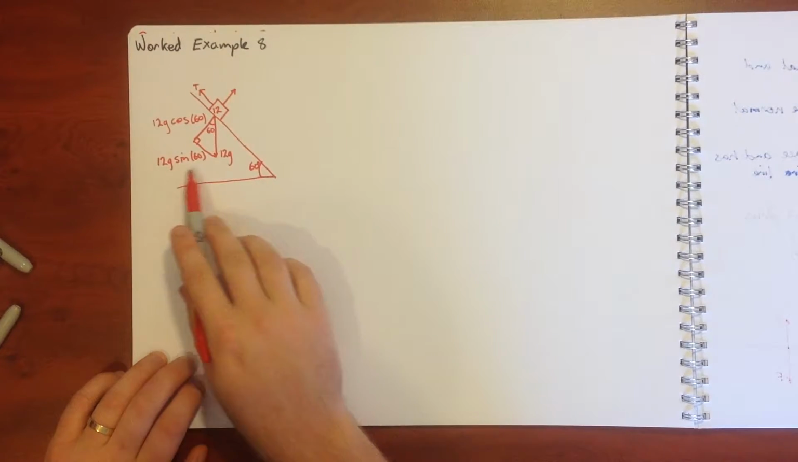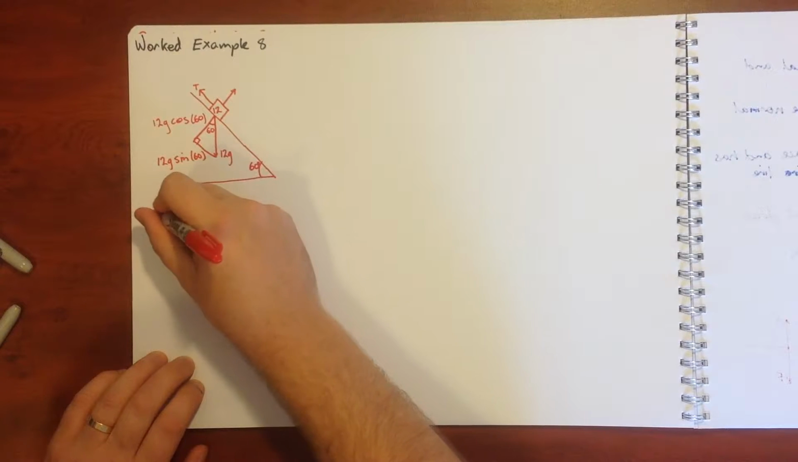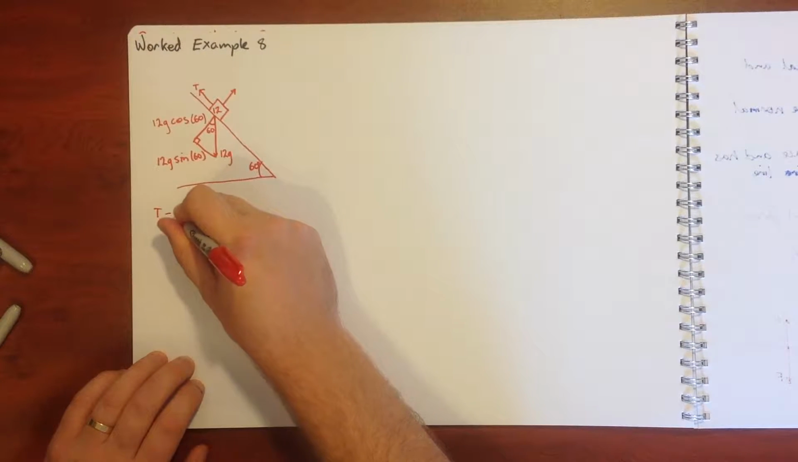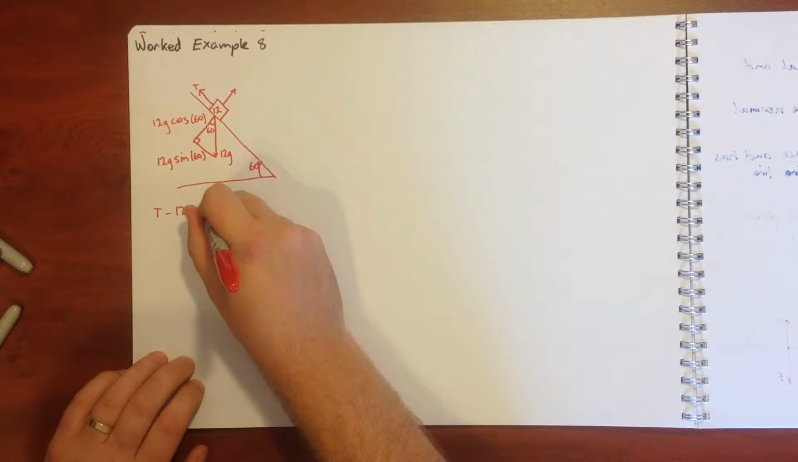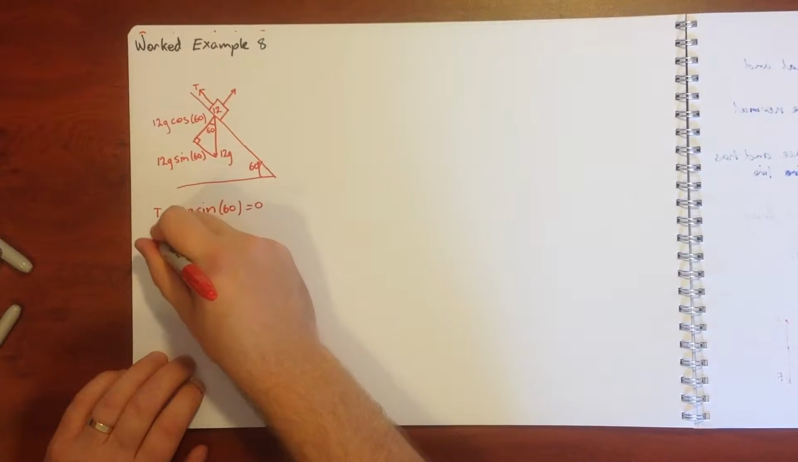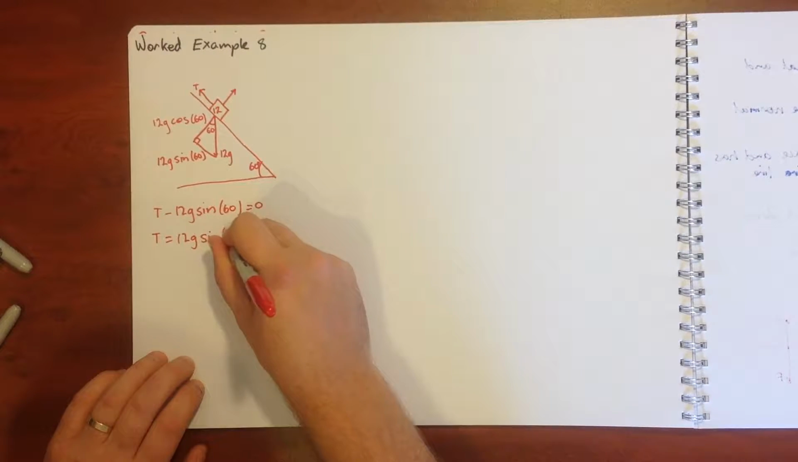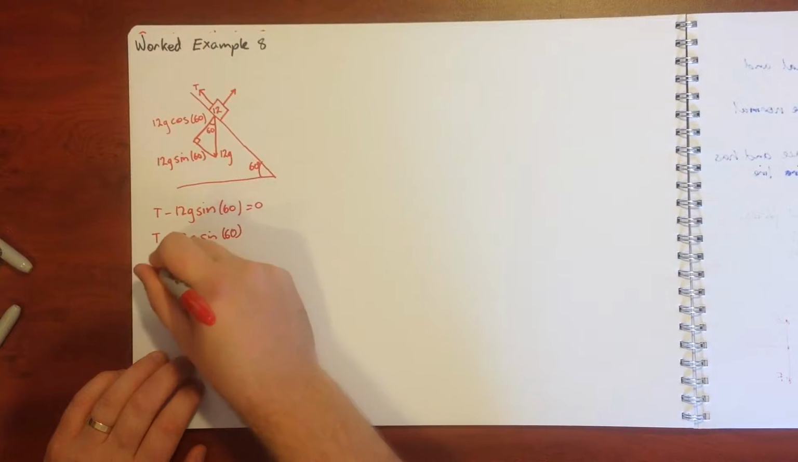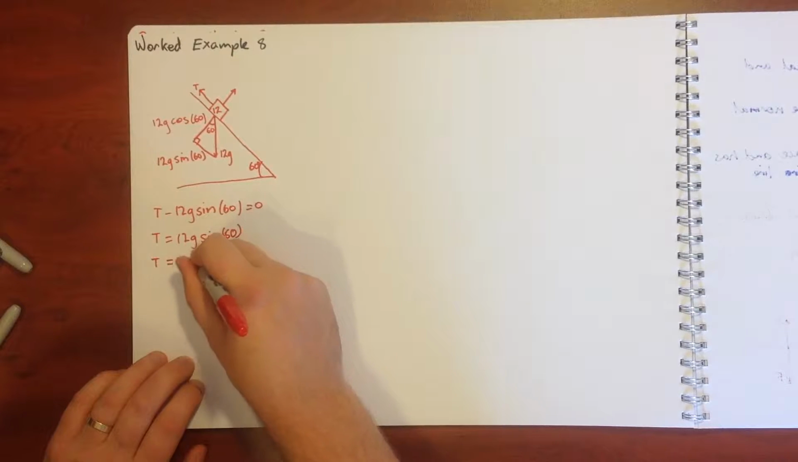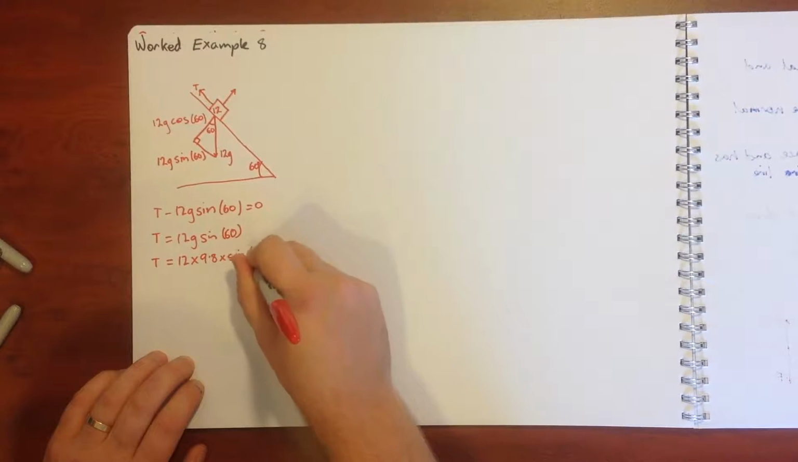We know that our object is in equilibrium. That means that this force acting down the slope has to be balanced by a tension force. So we can say our tension force minus 12g sine of 60 has to equal 0. So our tension force has to equal 12g sine of 60, which is 12 times 9.8 times sine of 60.